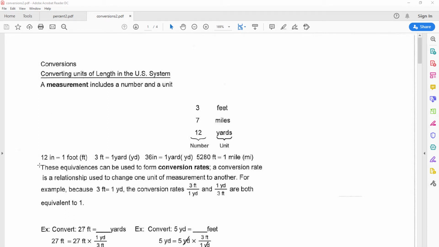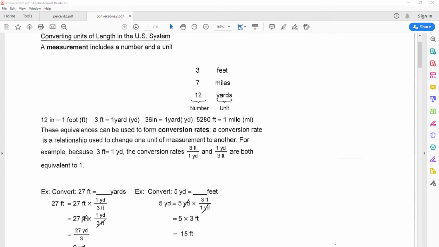Okay. These equivalences can be used to form conversion rates. A conversion rate is a relationship used to change one unit of measurement to another. For example, because 3 feet is equal to 1 yard, the conversion rates 3 feet to 1 yard and 1 yard to 3 feet are both equivalent to 1.